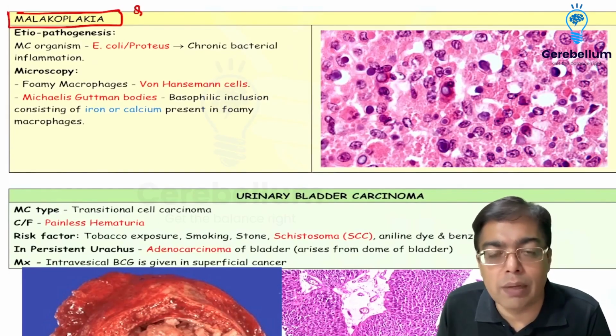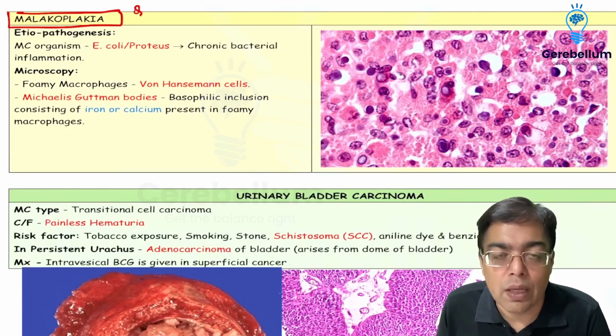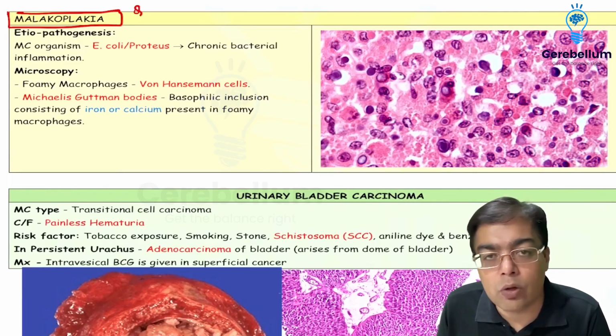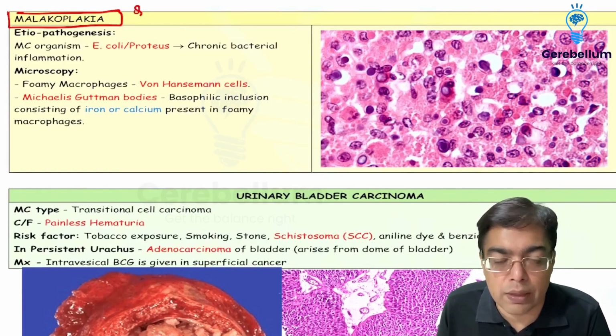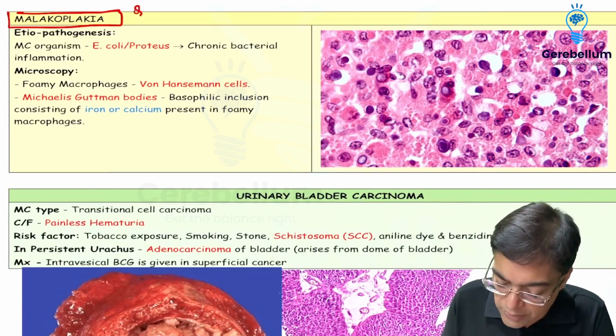Therefore, grossly, the bladder is going to have the presence of soft yellow plaques, and they are going to have a dirty appearance. So malakoplakia, soft plaque, means plaque-like appearance. Soft dirty plaques are going to be seen over here. The associated organism over here happens to be infection caused by Escherichia coli or Proteus.